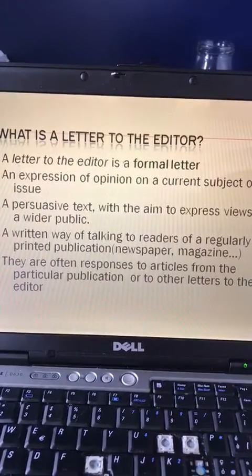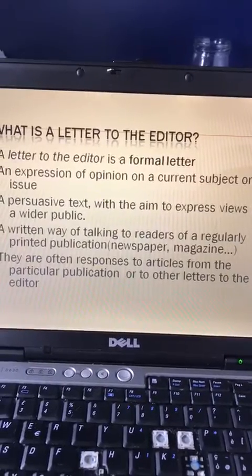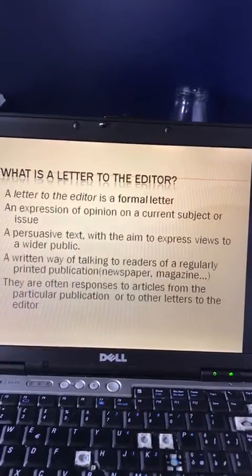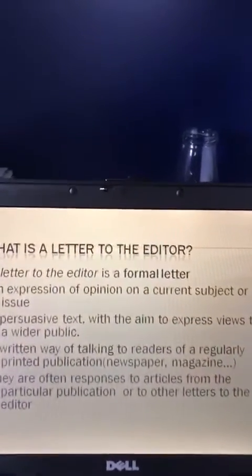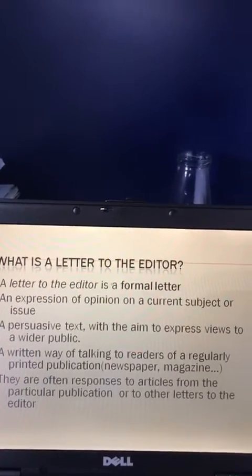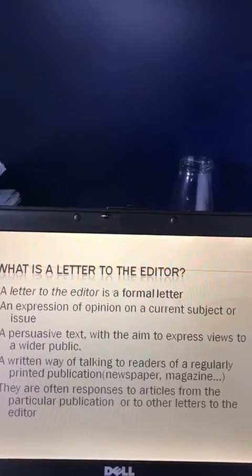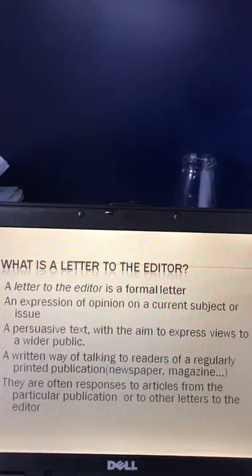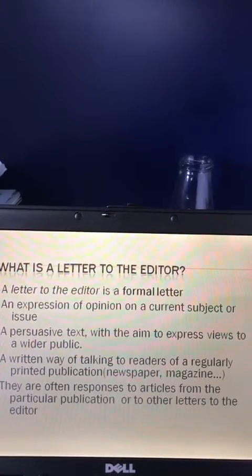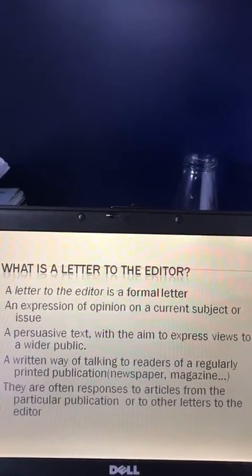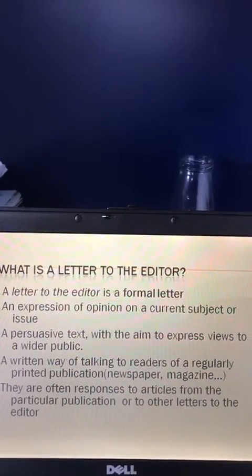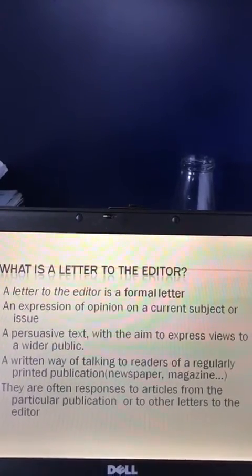It is an expression of opinion on a current subject or issue. It is a persuasive text with the aim to express views to a wider public. It is a written way of talking to readers of a regularly printed publication, newspaper, or magazine. They are often responses to articles from the particular publication or to other letters to the editor.